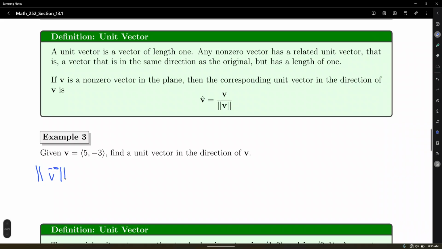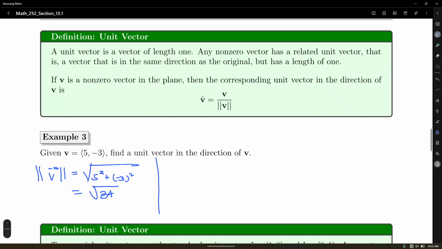Magnitude of v equals the square root of 5 squared plus -3 squared. That is going to give us 25 plus 9, is that 34? Okay, square root of 34. Let's leave it like this. So there is no perfect square that we can take out of the radical. In some cases we may, but not in this case.